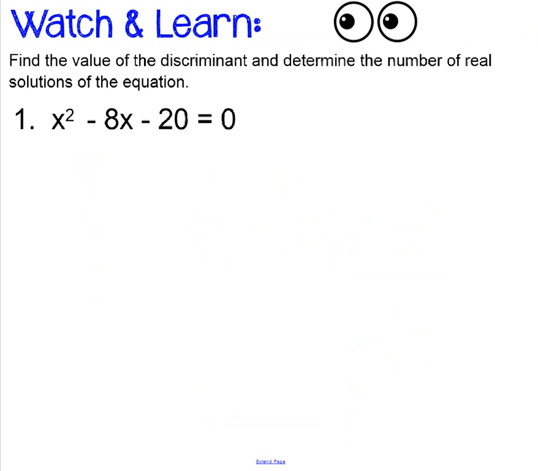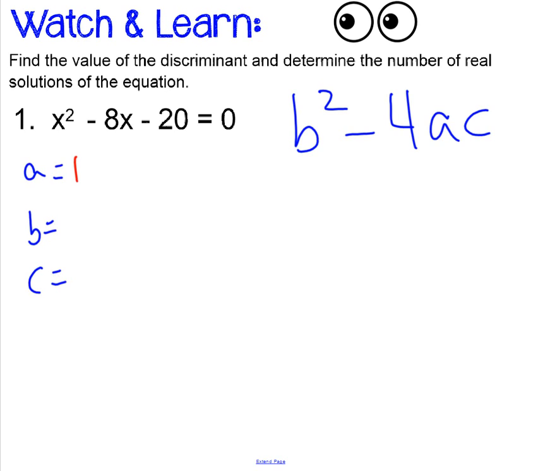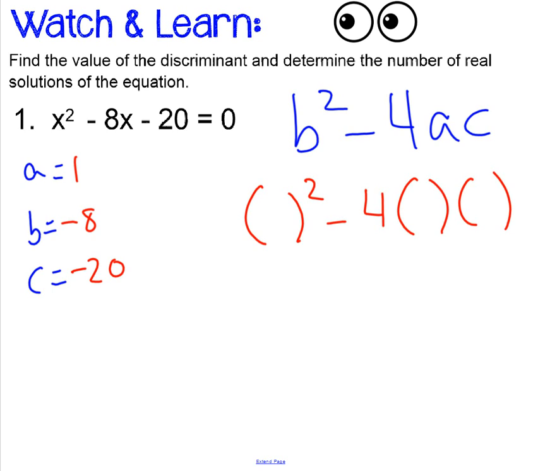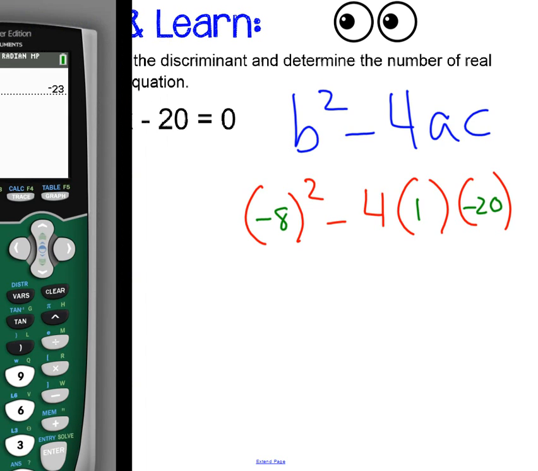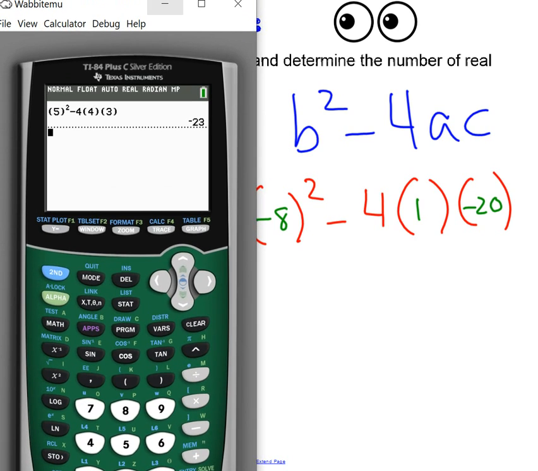All right, let's try another one. Find the values of the discriminant and determine the number of real solutions for the equation. Remember, you might need to write this down or look it up. This is the discriminant. Identify your 3 values. A is an invisible 1, B is negative 8, C is negative 20. Replace your variables with parentheses. B is negative 8, A is 1, and C is negative 20.